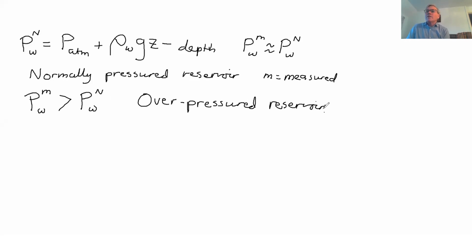But why can you have an overpressured reservoir? And there are two reasons. The first reason would be a reservoir which is formed at great depth. But remember, this is over geological time. So the oil might have moved from the source rock to the reservoir rock tens of millions of years ago. So imagine that over geological time, we form the reservoir at great depth where the pressures are high, and then that reservoir gets sealed.